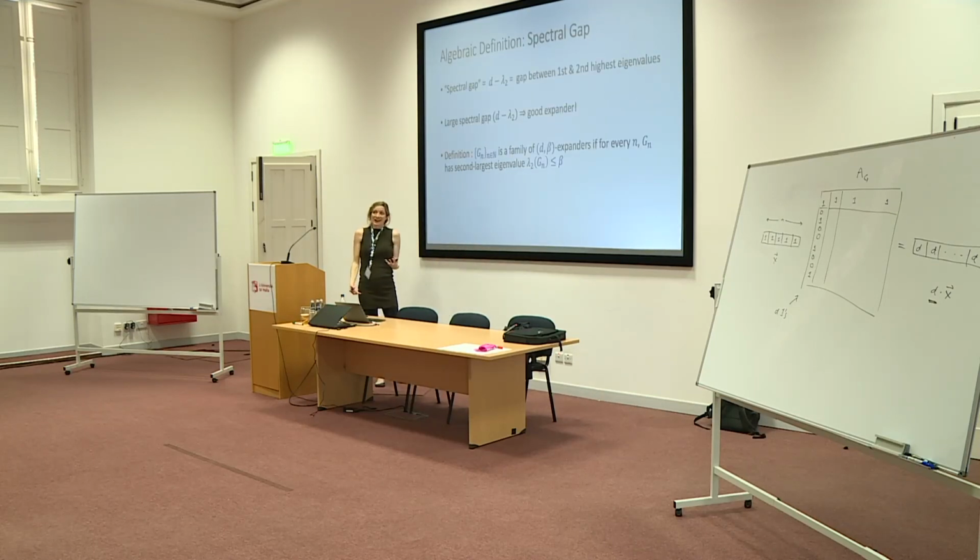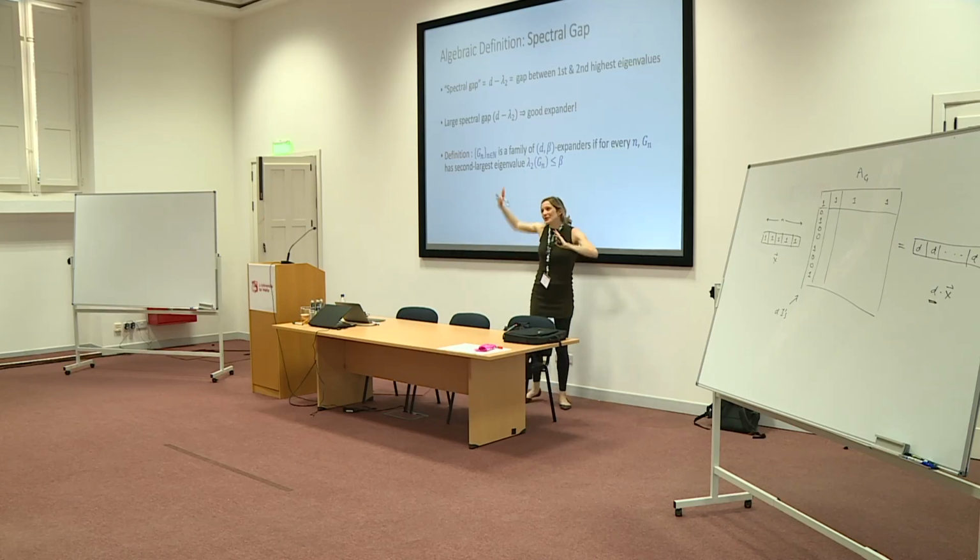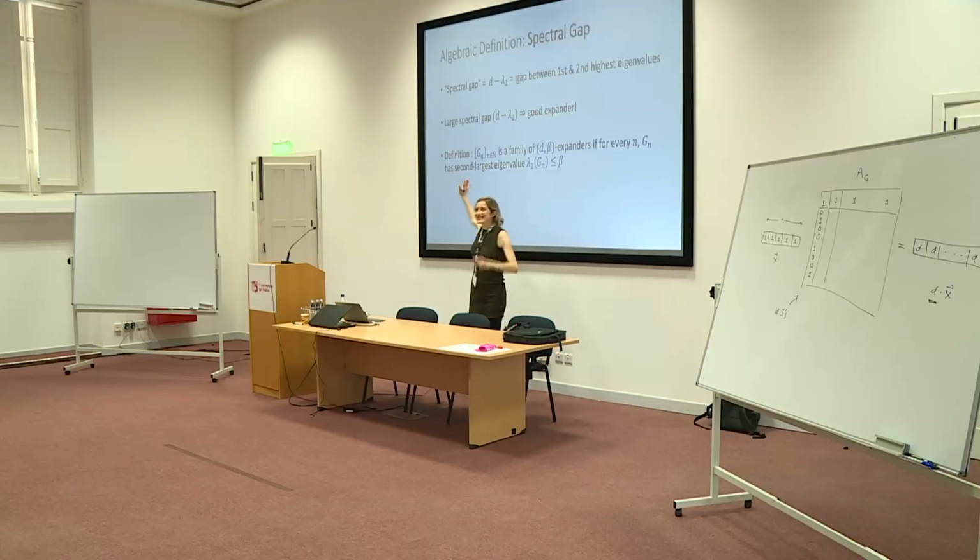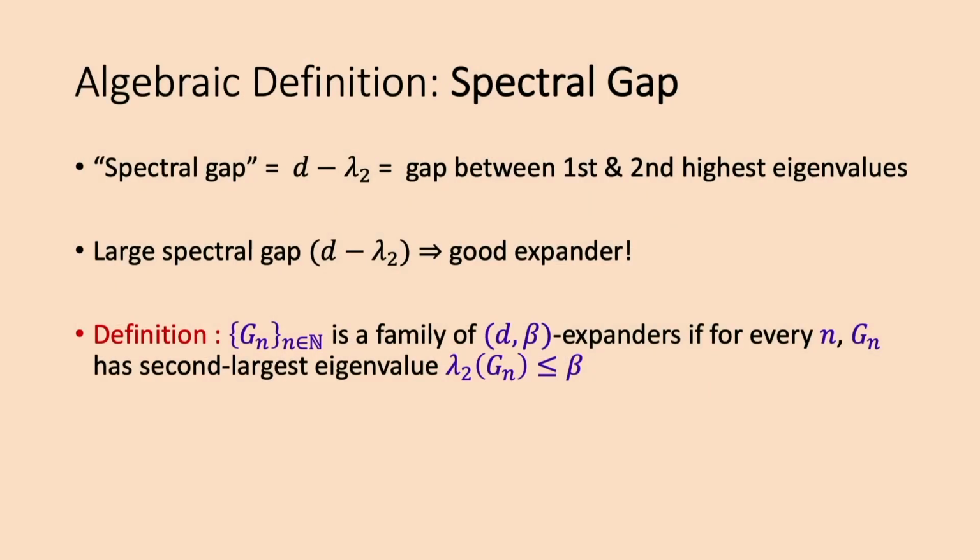And it turns out, if this gap is big, this graph is an expander. First of all, it's by definition. Actually, this is the definition you can think of here. If I have a family of graphs, this is some sort of parameter on the expansion.